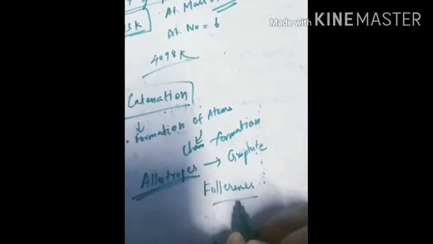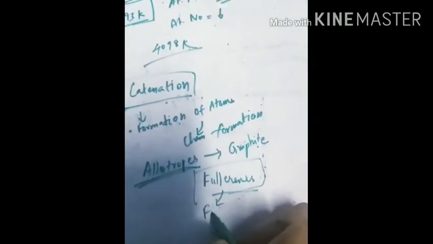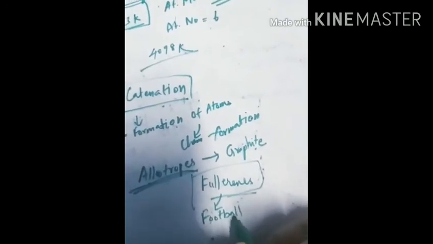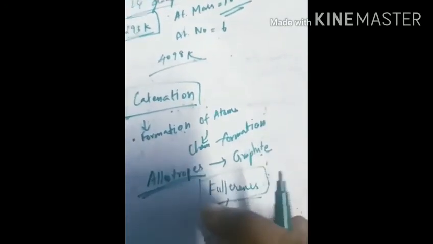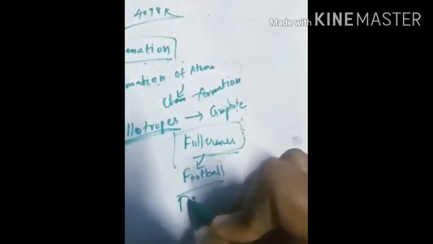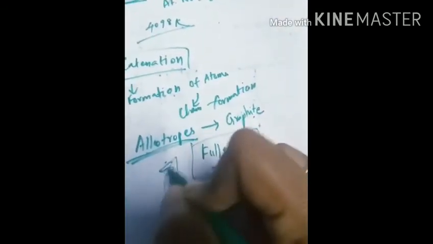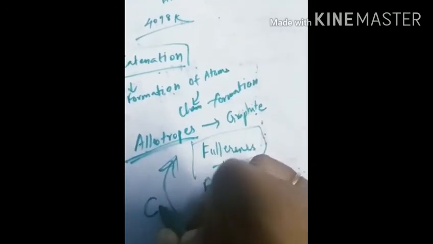Fullerenes are also allotropes. Fullerene formation is like a soccer ball. Soccer means football. The shape of the fullerene structure will look like a football. I will show you as they are given in the book. A diamond is also one of the allotropes of carbon. So these are the allotropes of carbon.